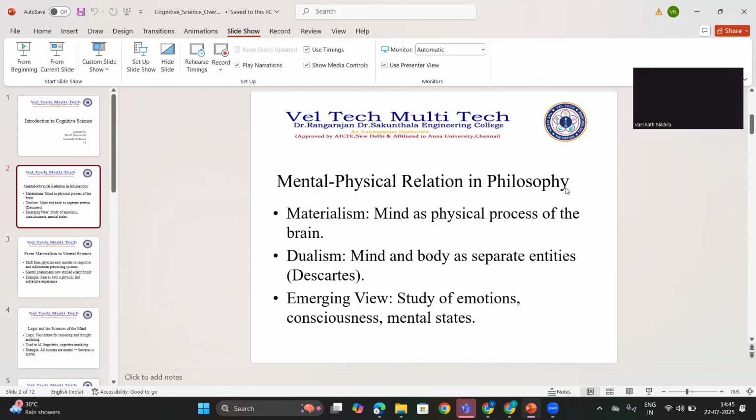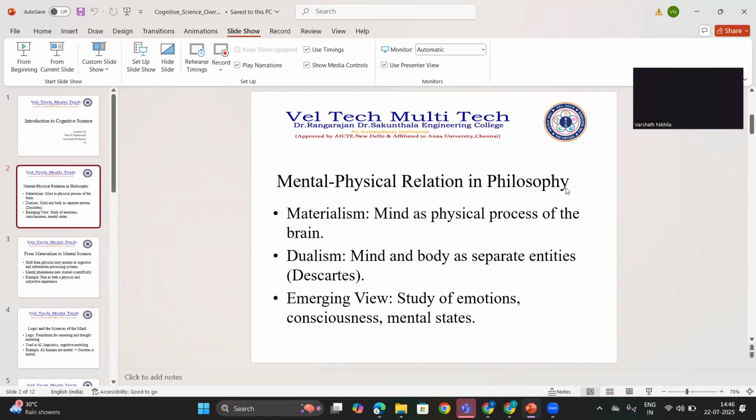First one is dualism. Dualism is the view that the mind and body are fundamentally different substances. That is, the mind is non-physical and the brain is physical. So, for example, if you are anxious, your heart rate increases. Anxiety here is a mental state, and heart rate is a physical state. So your mental state causes physical changes, right? So that is dualism.